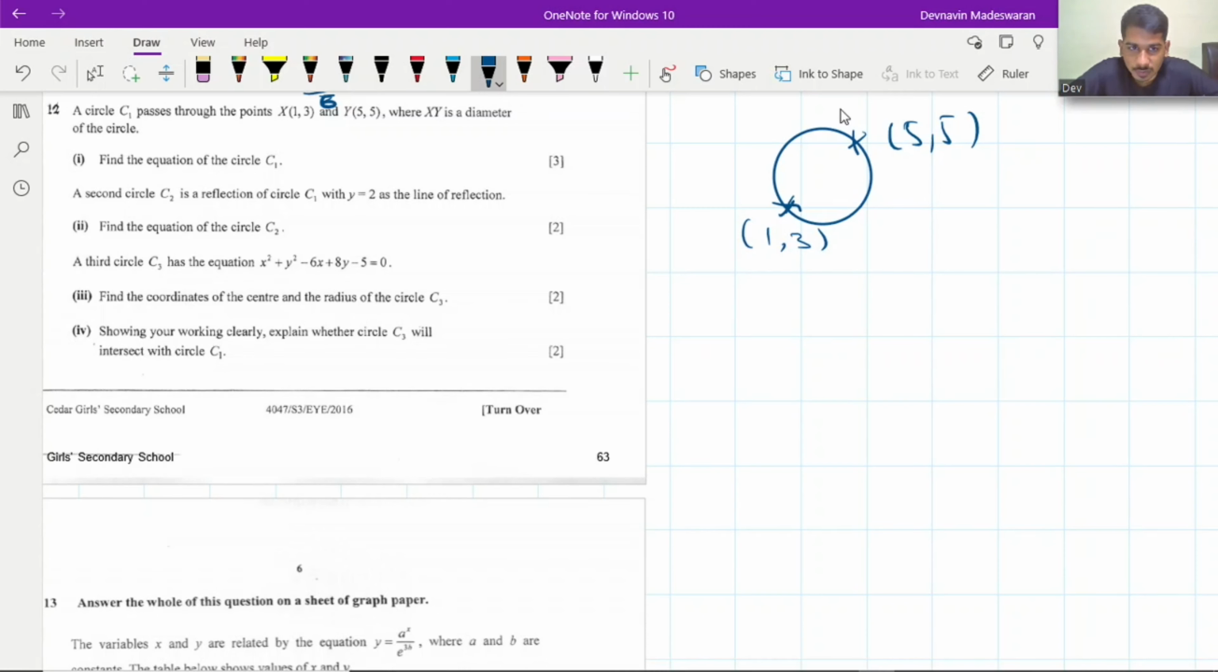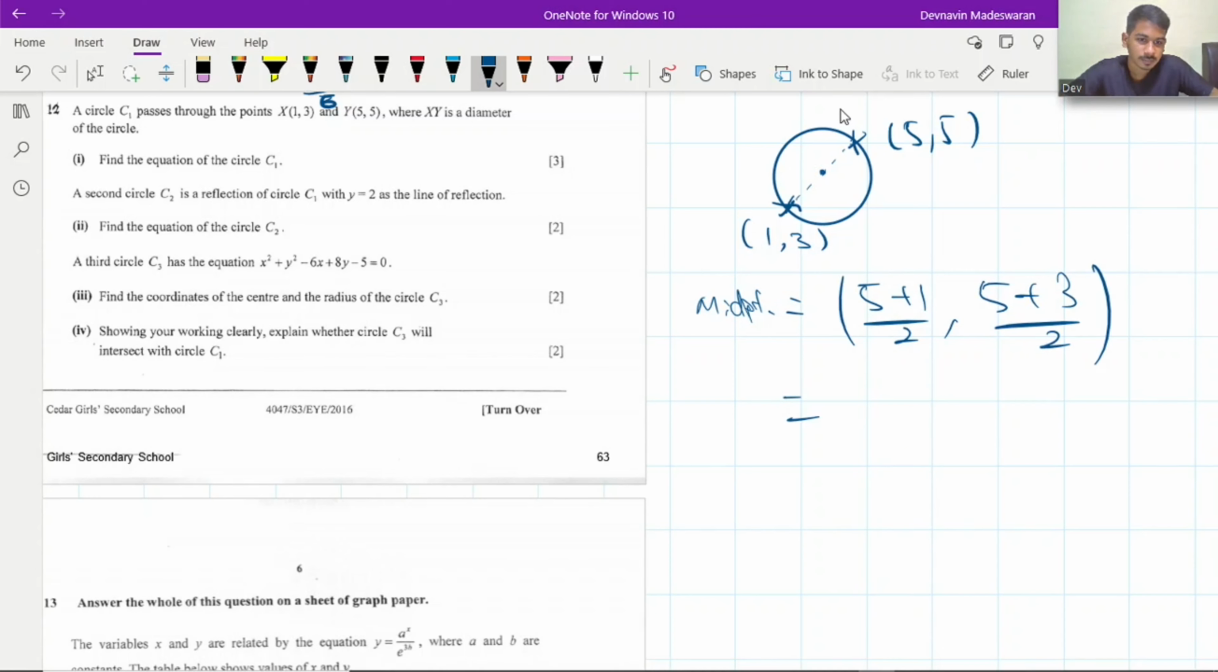So we know the diameter, so that means we can find the radius. Once you know the radius, what else can we do? We need to find the center. Center is like the midpoint of this thing. So we just need to find the midpoint: 5 plus 1 over 2, 5 plus 3 over 2. It's going to be 3 and 4. Okay. So we have followed the midpoint formula. And one more thing I want to tell you guys, the midpoint formula is the same thing as finding the average between the x coordinates and the average between the y coordinates.